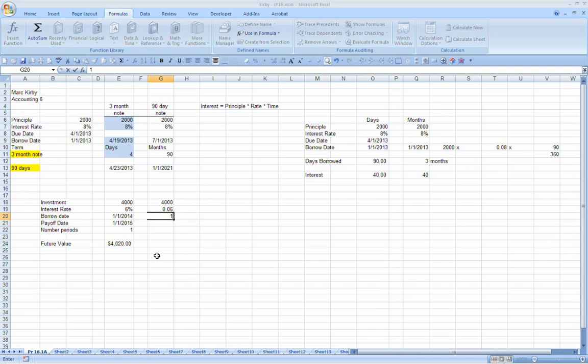Oops, we don't want that. We just want the number 1, right? Now it's formatted as a date. We'll fix that real quick. Interest equals principal times the interest rate times the time, $240.